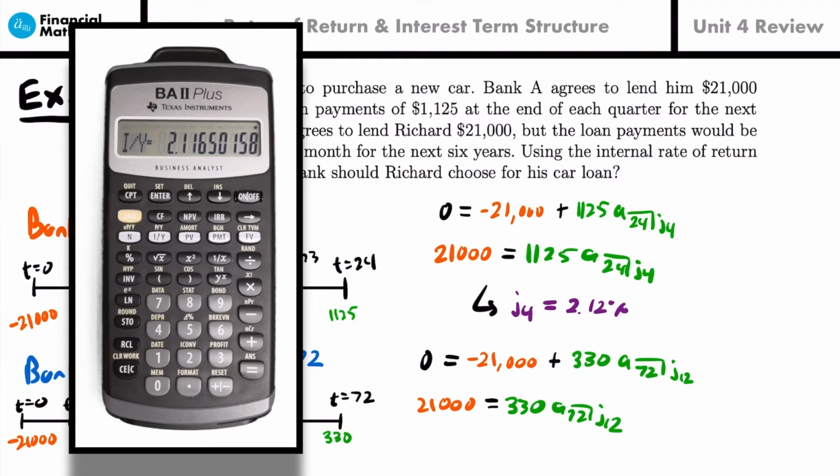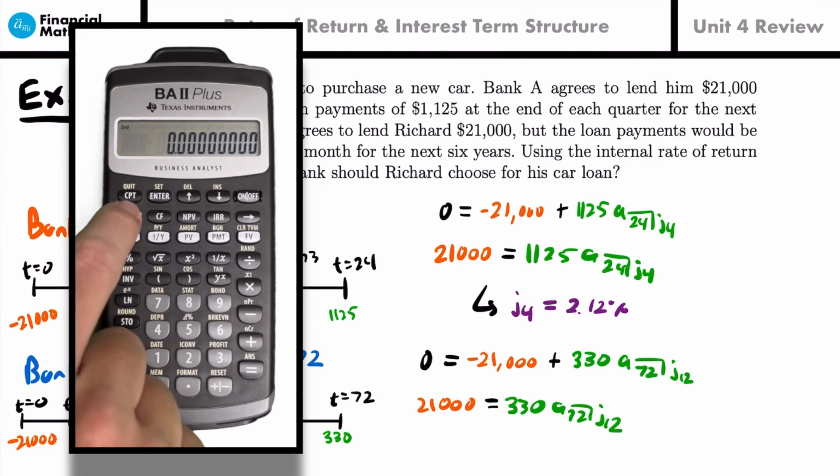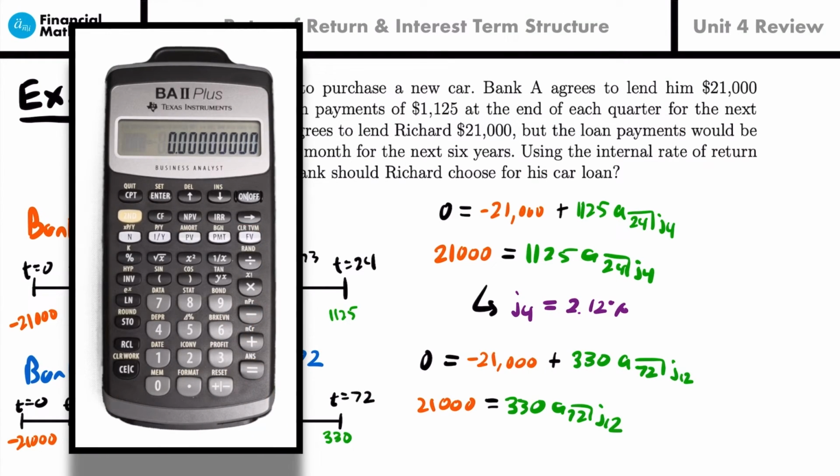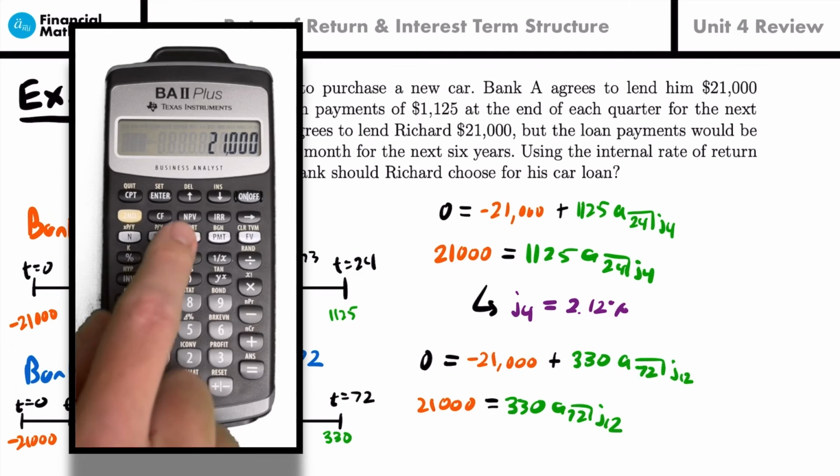So we need to do another TVM calculation here. That's going to save us a lot of time. So what I'm going to do is clear out my work here and then clear out the time value money buttons again. So hit second future value. And now let's start over. We have a present value of 21,000. So do 21,000. Make that the present value.